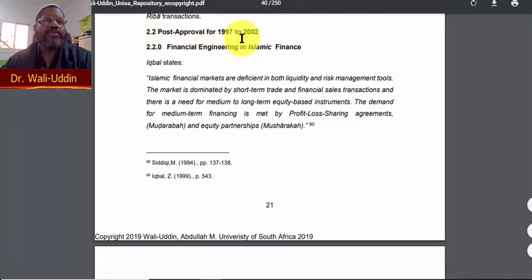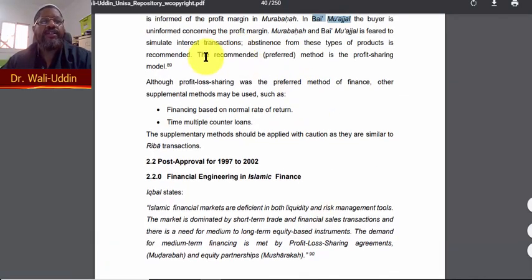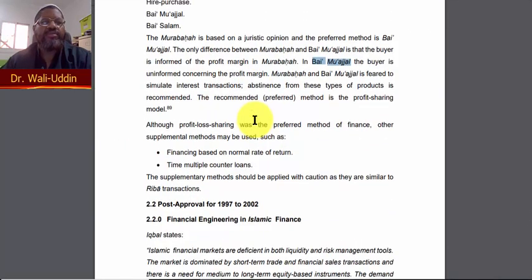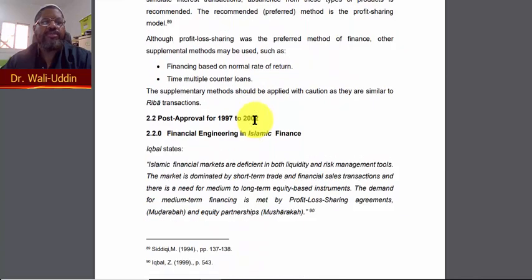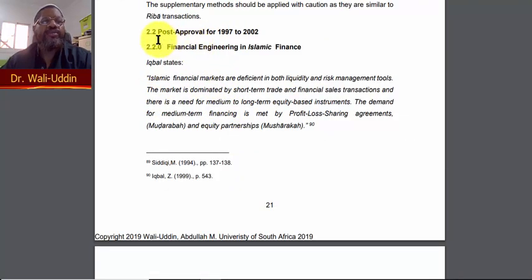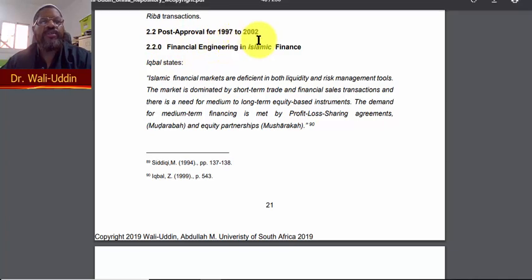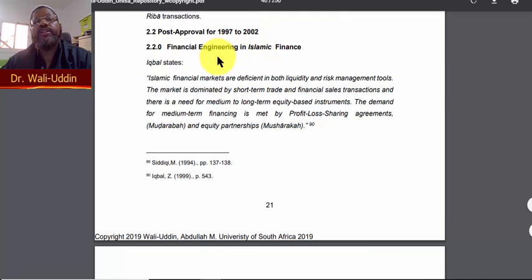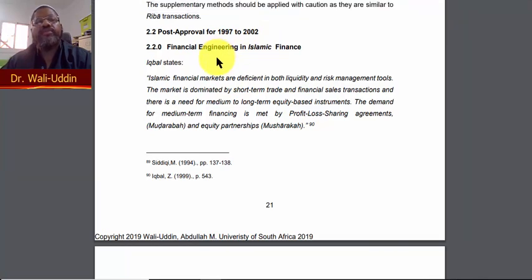Then we have the post-approval period for 1997 to 2002. The first section covered basically the classical material, which is pretty much redundant. The post period is where I really had to develop, the post-approval period from 1997 to 2002 and from 2003 to the present.